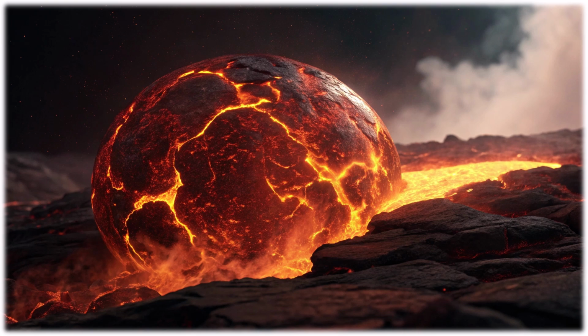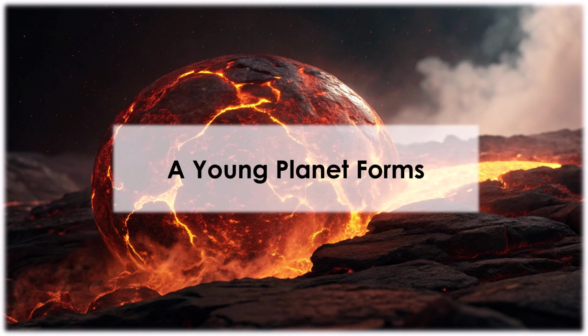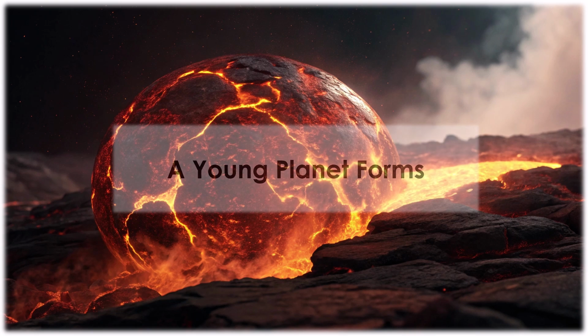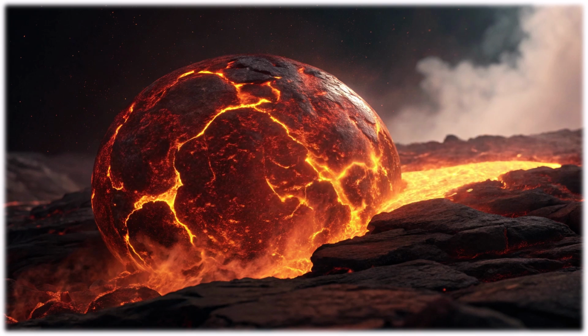From the planetesimals, a young planet grew over millions of years, our Earth. Back then, it wasn't a beautiful blue planet, but a glowing ball of molten rock. There was no air, no water, just heat and chaos. But it kept growing by attracting more material.